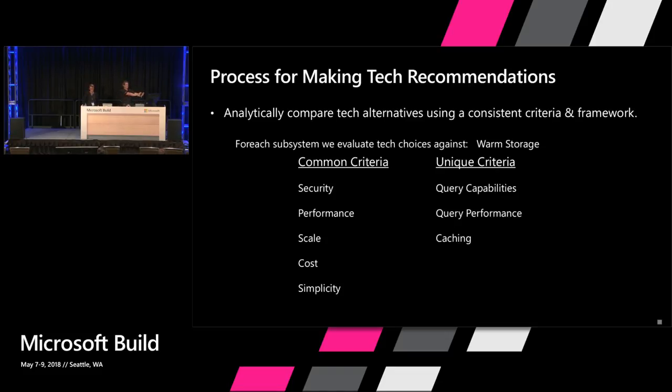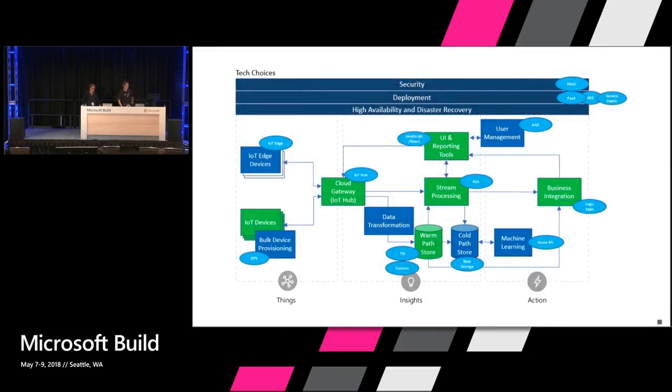So with that, this is basically the process that we use to build out our technology recommendations. And here I'm overlaying those technology recommendations onto the diagram that we were showing previously. So for Edge, we recommend you use IoT Edge. For bulk device provisioning, we recommend you use the Device Provisioning Service. The IoT Hub for your cloud gateway, Azure Stream Analytics for stream processing. And I should say Azure Stream Analytics for complex rules processing.